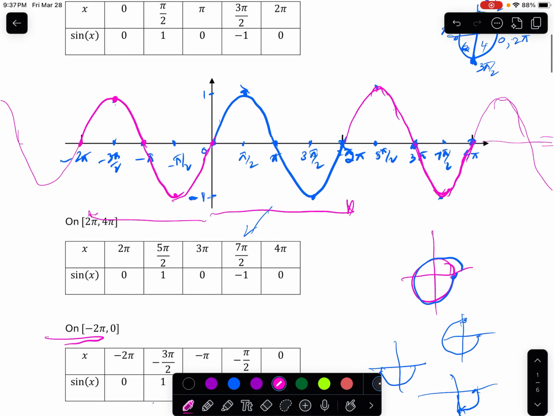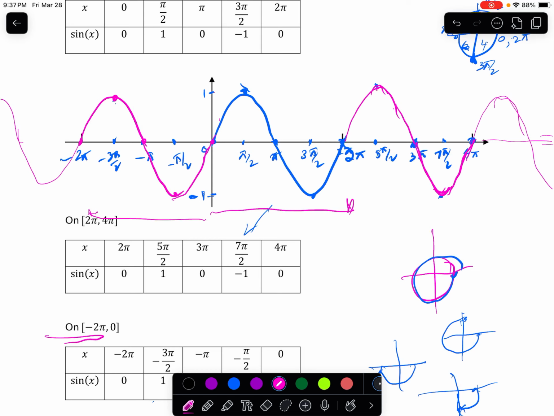And the range you can see is negative 1 to 1. So highest value is 1, lowest value is negative 1. Or you can say highest point, you don't have to write all of them because there will be infinitely many. So you can write one of them maybe. So highest point, you can say pi over 2, comma 1. Lowest point, this one, which you can say 3 pi over 2, comma negative 1. So this is how the graph of sine will look like.